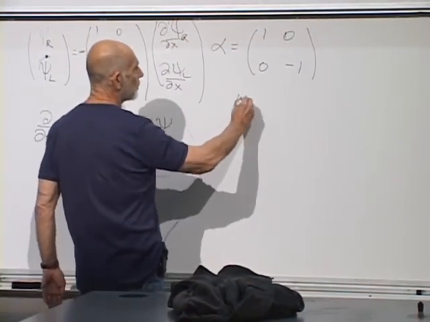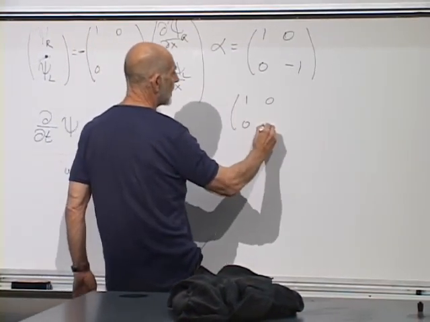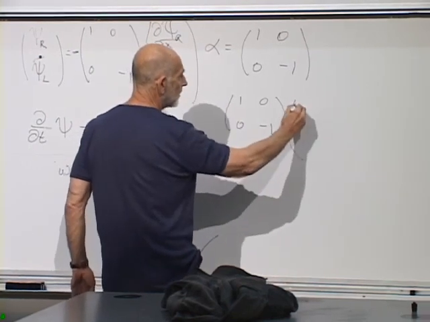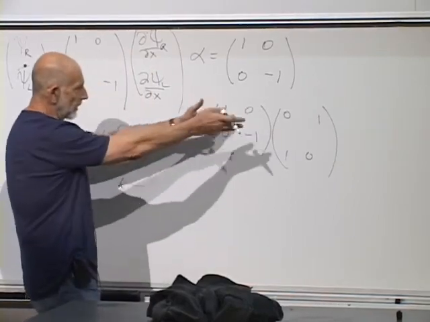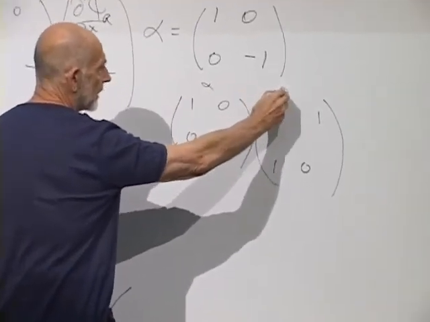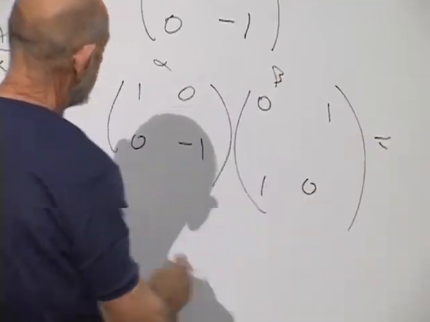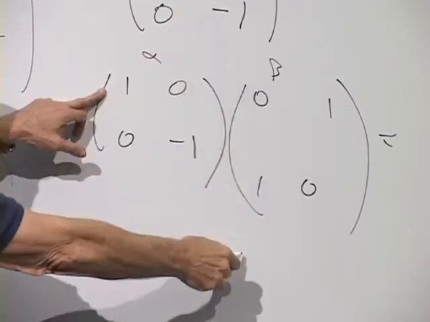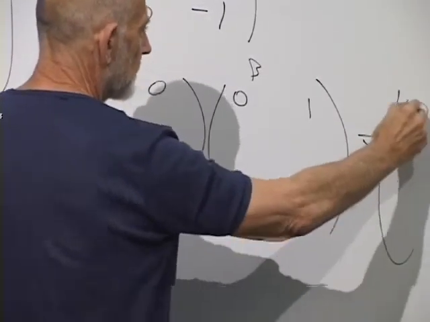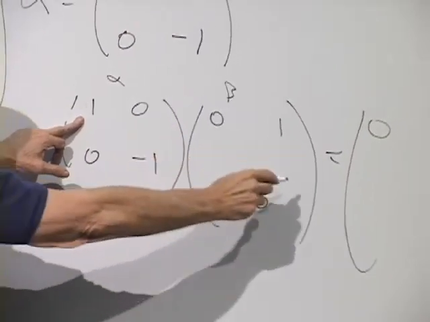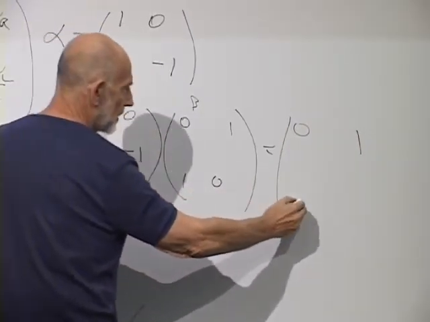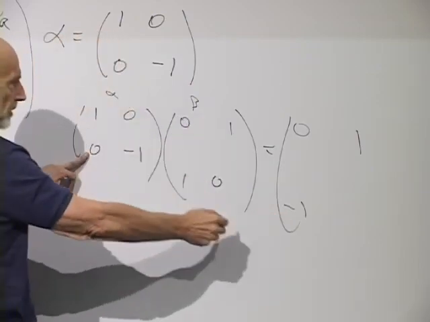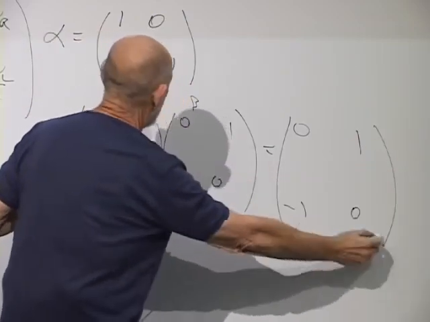Okay, alpha beta is 1, 0, 0, minus 1. That's alpha. Beta is 0, 1, 1, 0. This is alpha times beta. When I multiply these matrices, row times column, I get 0. This one times this one is 1. This one down here times this is minus 1. This times this is 0. So that's alpha times beta.